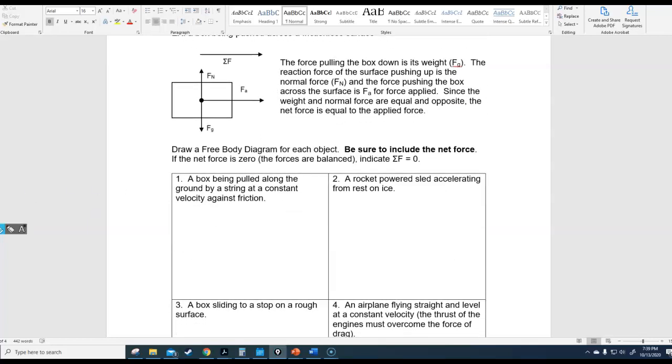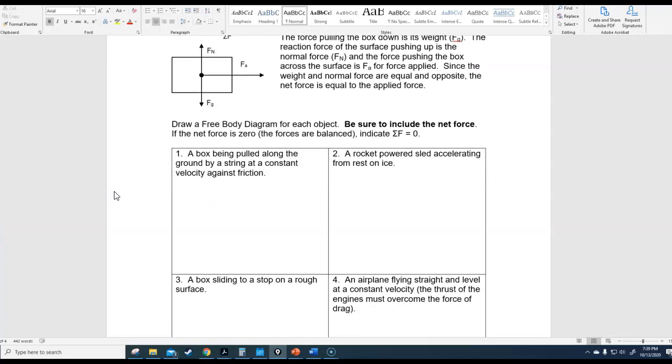Okay, so let's read what the directions say. It says draw a free body diagram for each object. Be sure to include the net force. If the net force is 0, indicate that. The symbol right there means sum of the forces. You can just write out F net equals 0. So for all these problems, you're either going to write F net equals 0 or F net does not equal 0. Plus, you're going to draw an FBD. Okay, so take a look at question number 1.